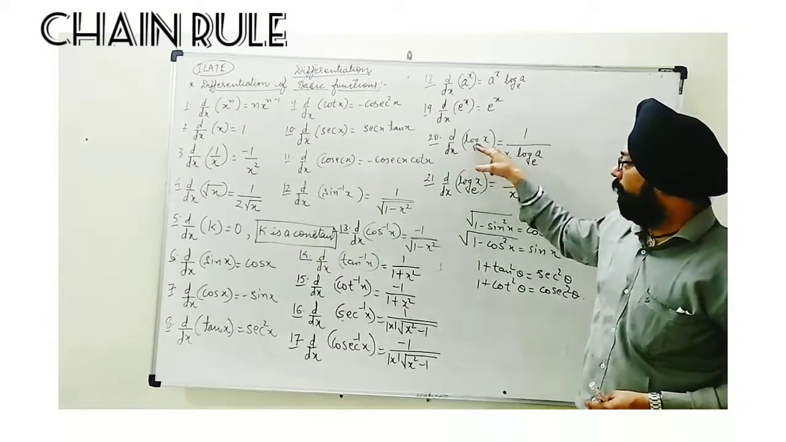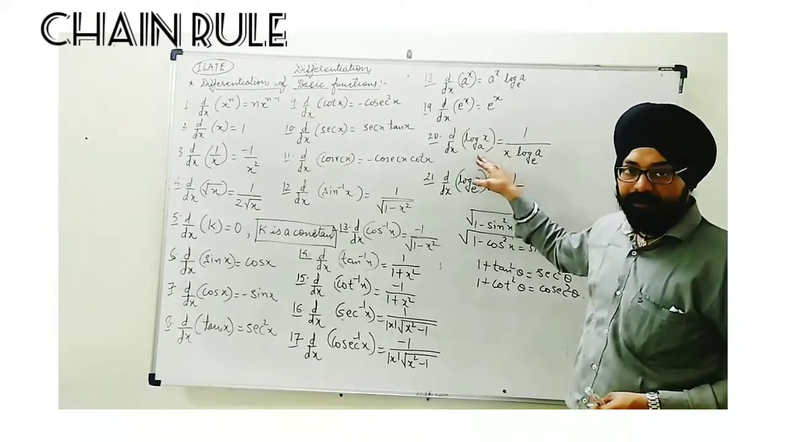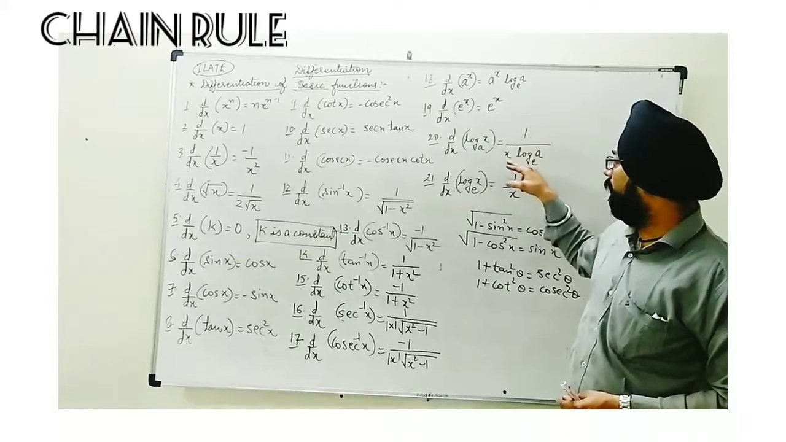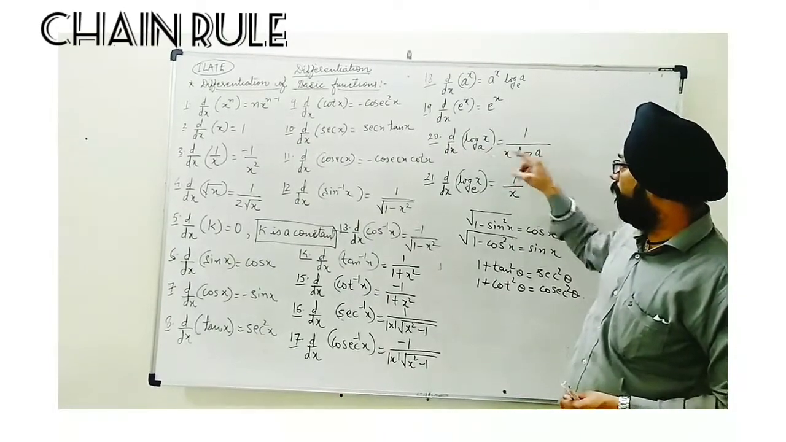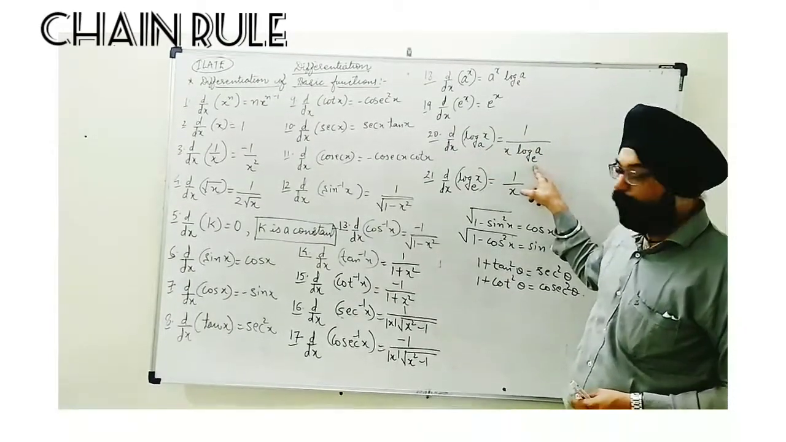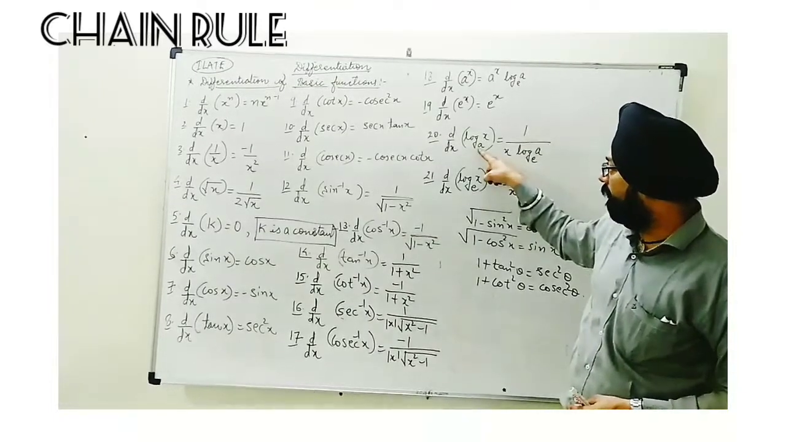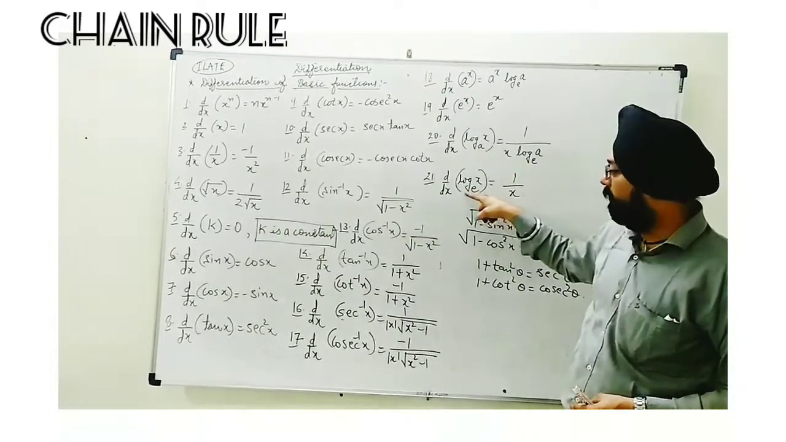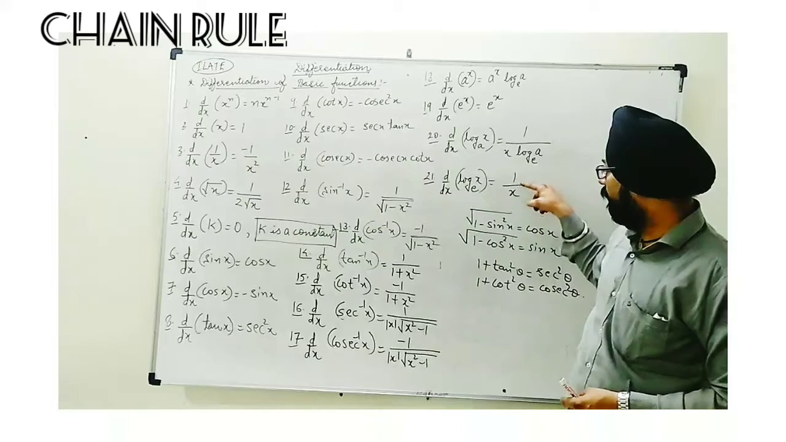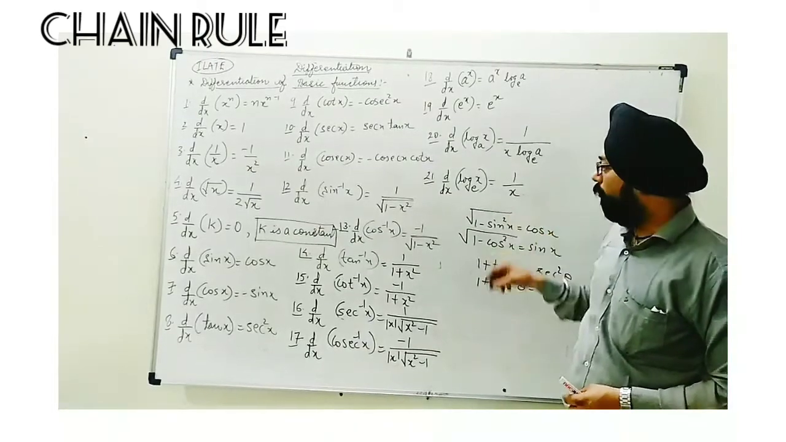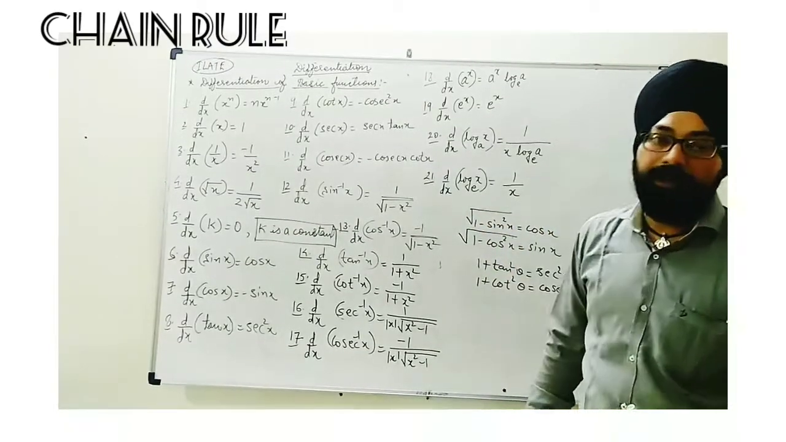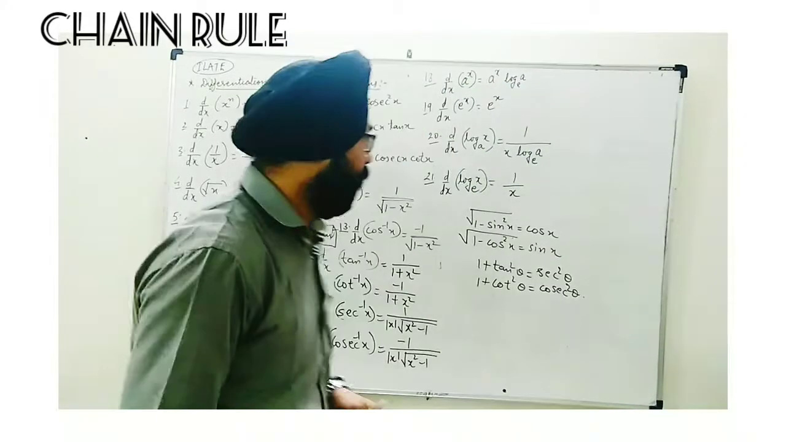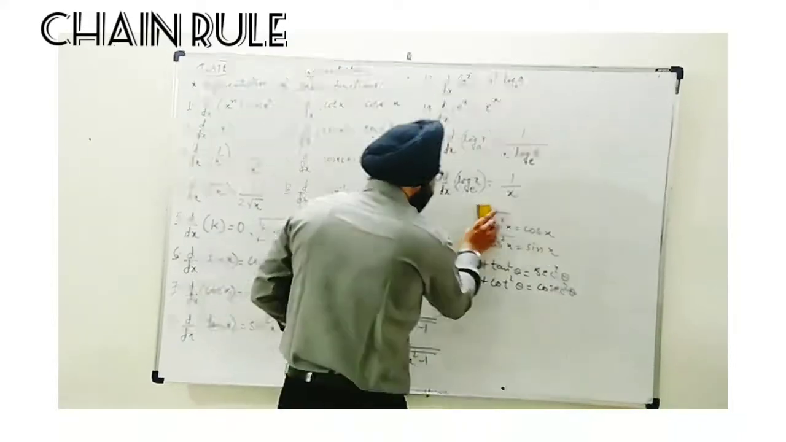When we differentiate log of x to the base a, again a is a constant, so we get 1 upon x multiplied by log of this base a to the base e. But special case when this a is replaced by e, which is known as ln x also, we get only 1 upon x. So these are 21 basic formulae which will help us to find out advanced level of differentiation.